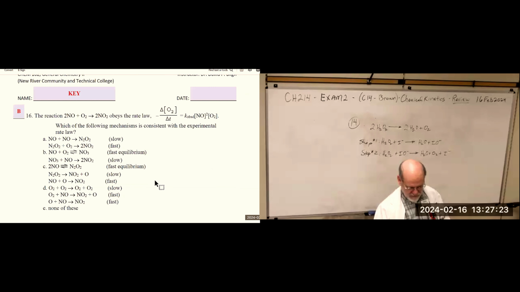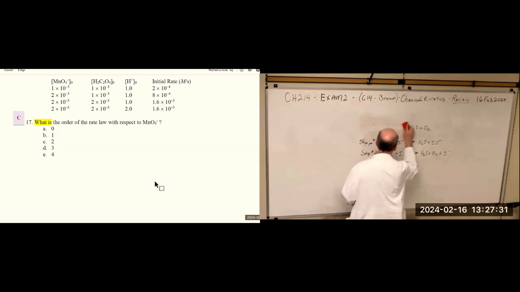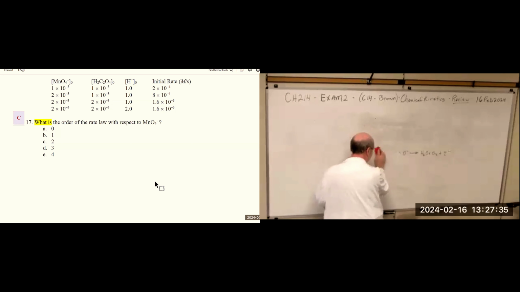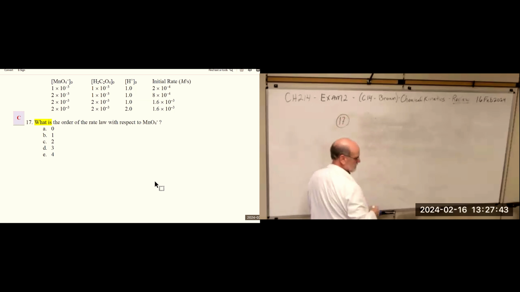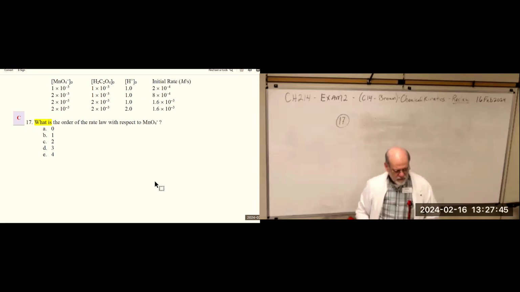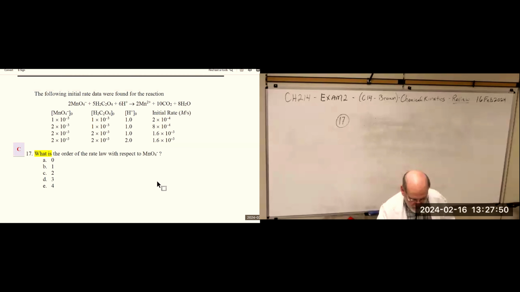All right, let's see. Let's skip those. How about this one? 17. What is the order of the rate law with respect to, based on the data up here? Okay, so this is going to take some work. We don't need to put all that data up here, do we?